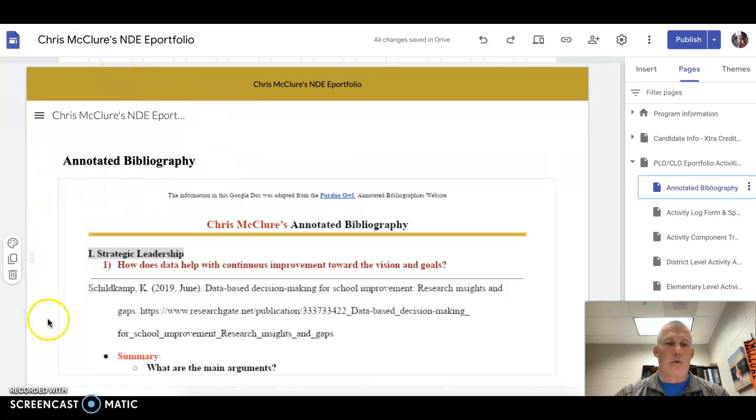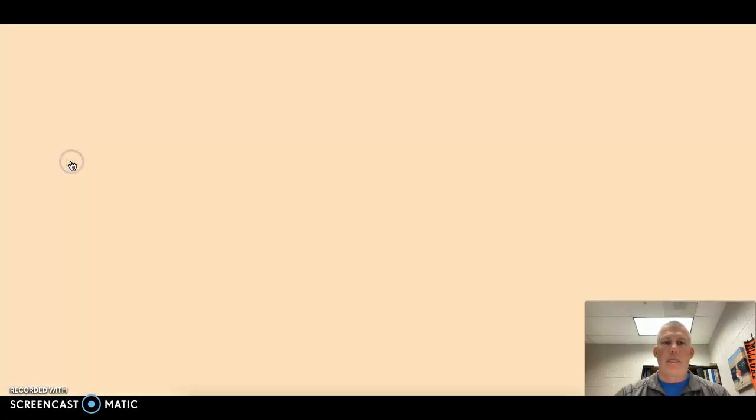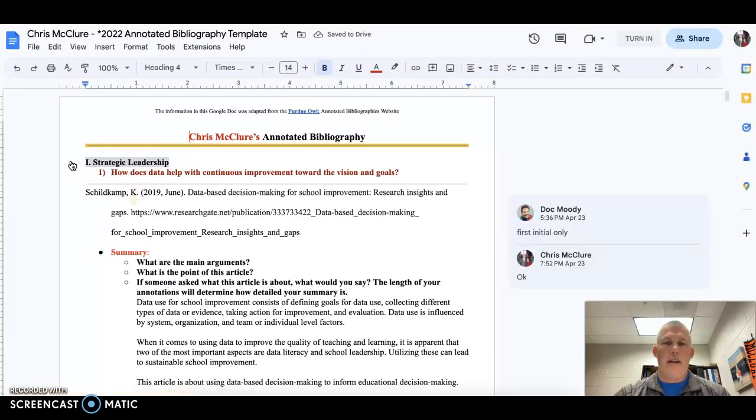I'd like to first start with my annotated bibliography. I read and reviewed 36 sources. Each of the sources added to my knowledge in some aspect of education or leadership. I also became somewhat proficient with APA 7, although as you can see right there, I did have to make a few adjustments.